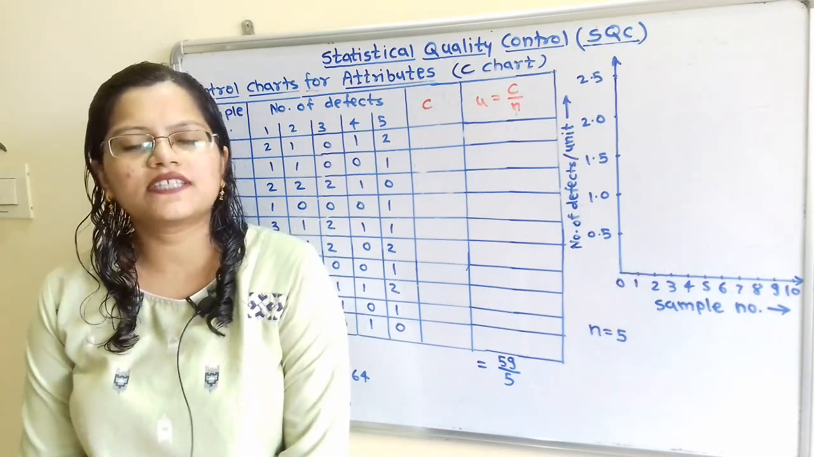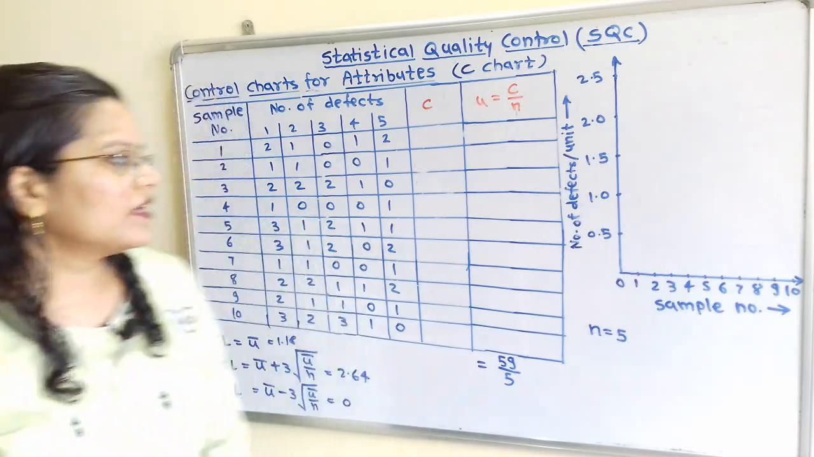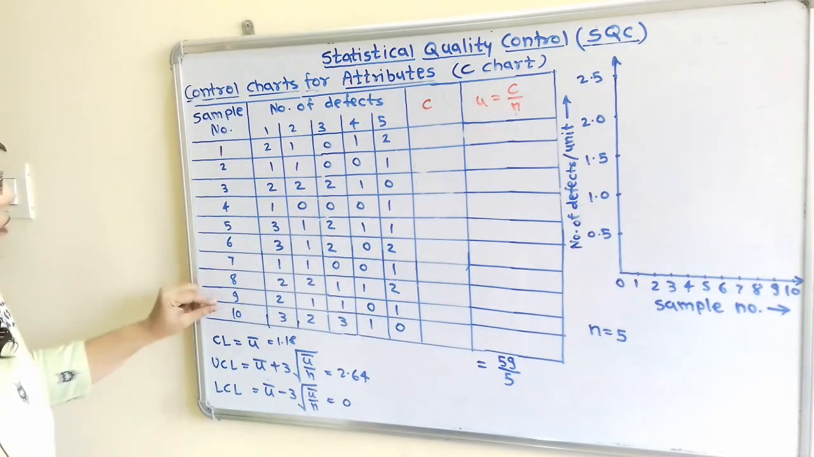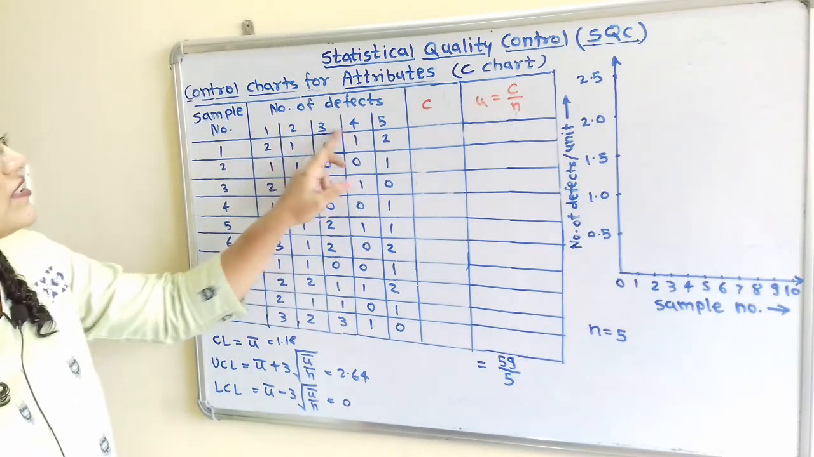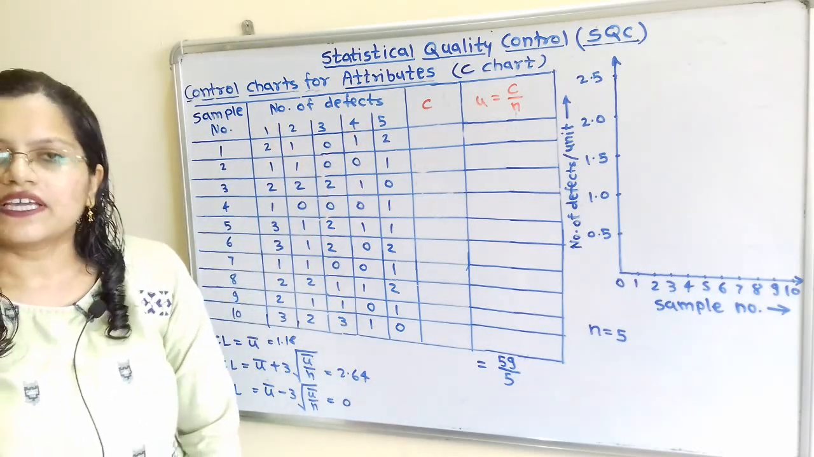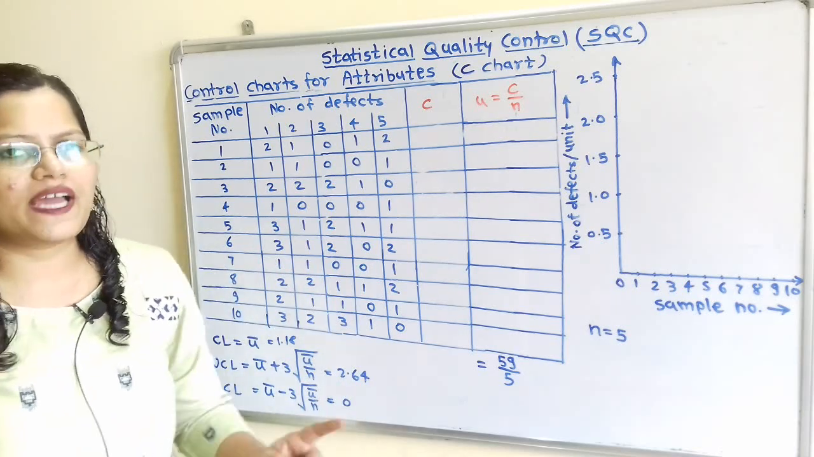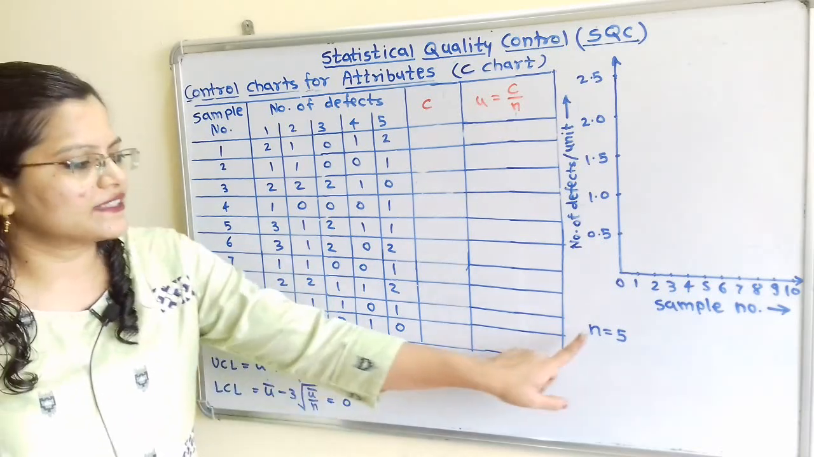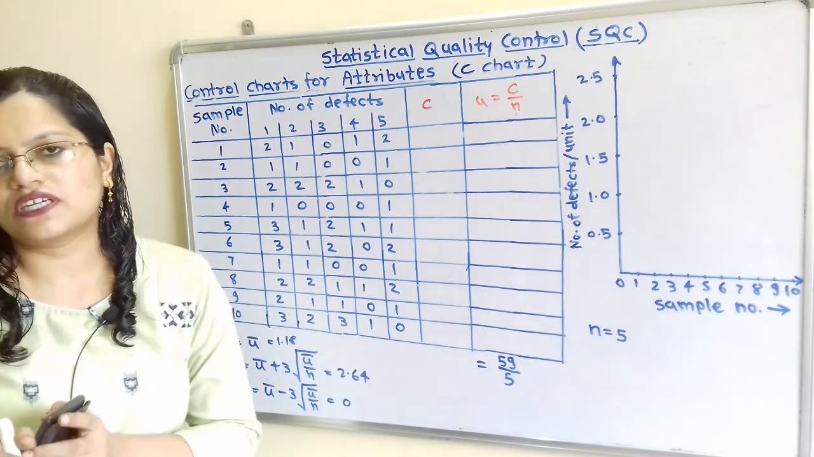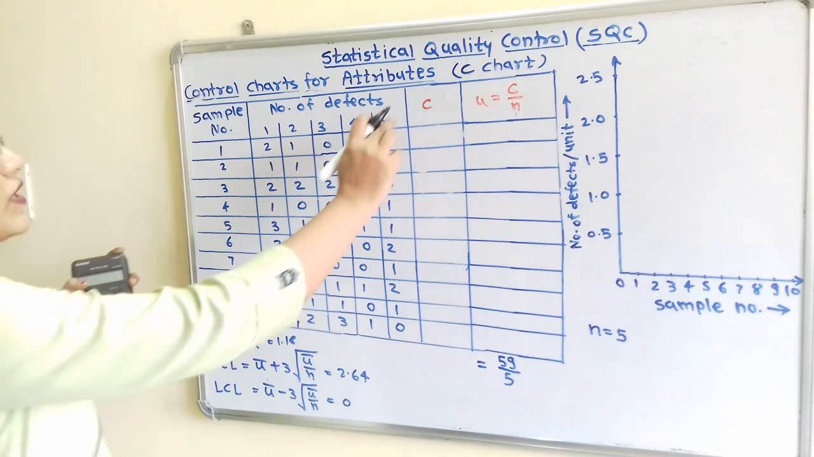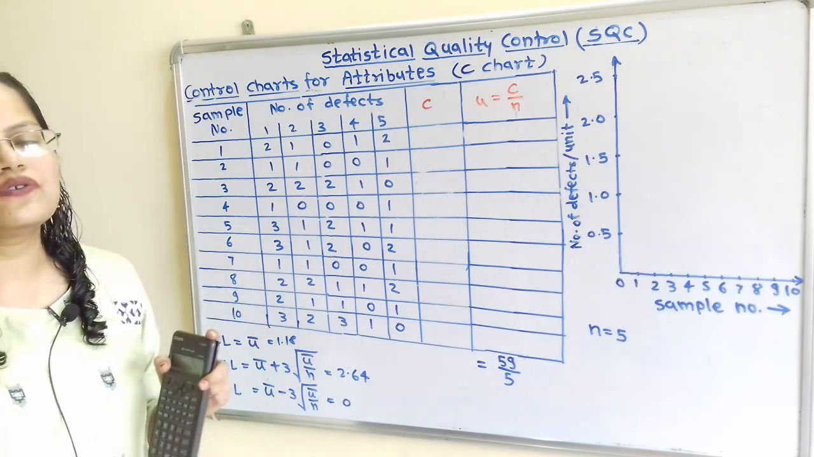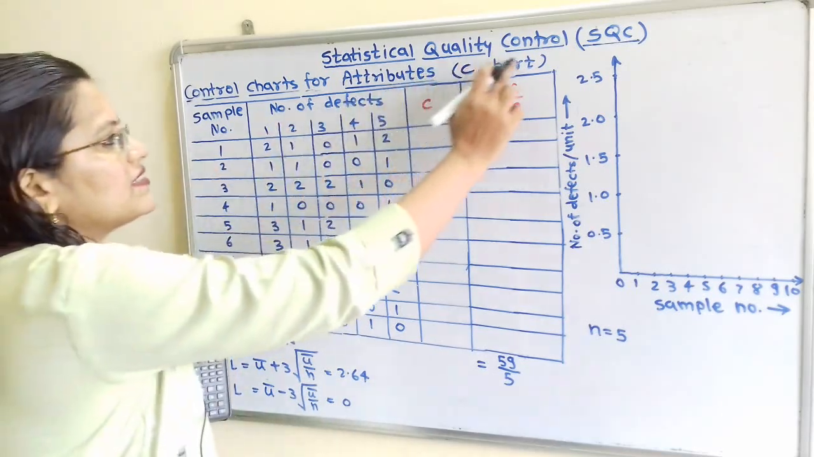Let us understand the given table. Sample number from 1 to 10 is mentioned and the number of defects for each subgroup is given. In the question, the number of subgroup, that is the sample size n, is equal to 5. Now we will calculate the value of C, because we are going to solve this question by using the C chart.